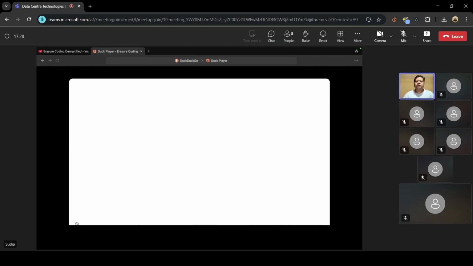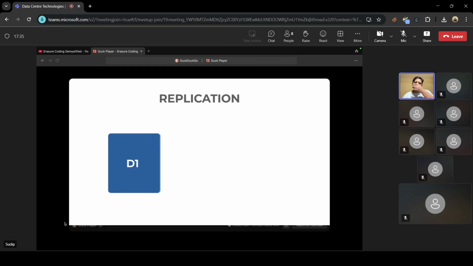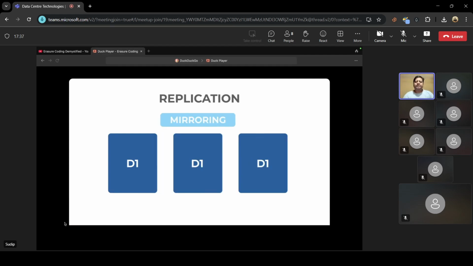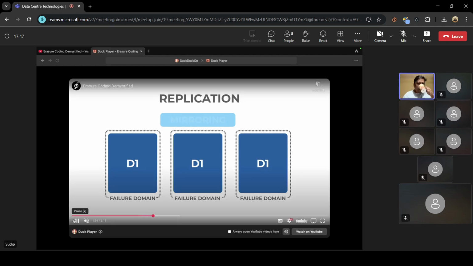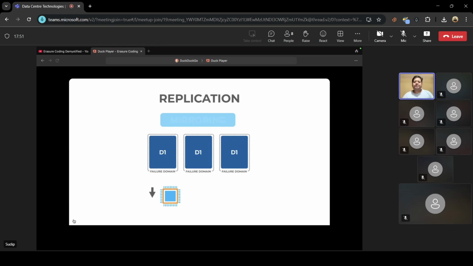And that is where we saw that redundancy mechanisms came in. The first redundancy mechanism that we learned yesterday was RAID. And in RAID, we had mirroring, which is RAID 1, and then we had striping plus mirroring.